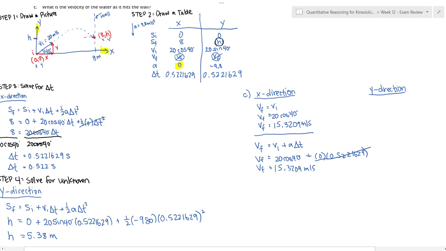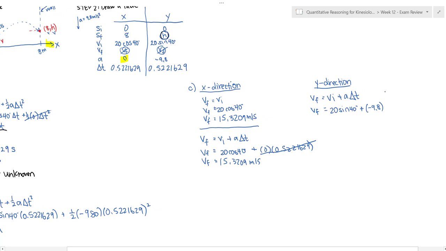So we're solving for V final in the y direction. Let's use the same equation we just used. V final equals V initial plus A delta T, but this time we're using the numbers that are in the y column. So V final is what I'm looking for. V initial is 20 sine 40 degrees plus A, and A is negative 9.8, delta T. And delta T was 0.5221629. So I'm just going to type that all on my calculator.